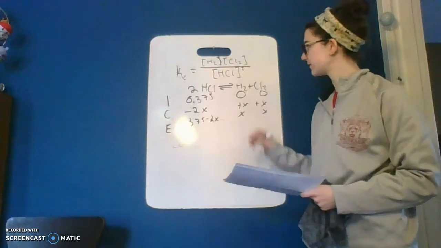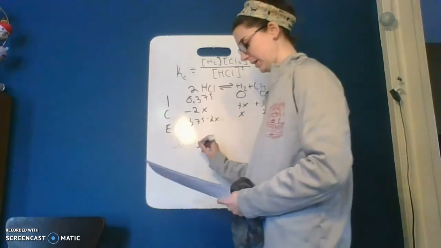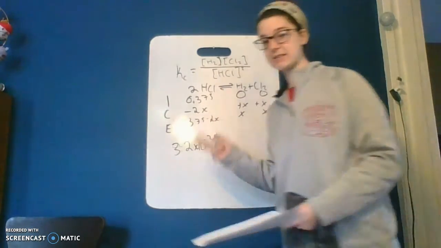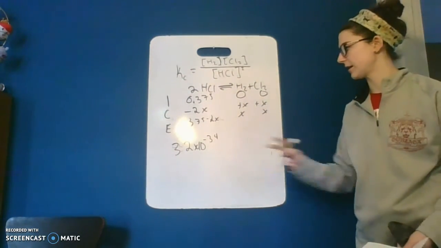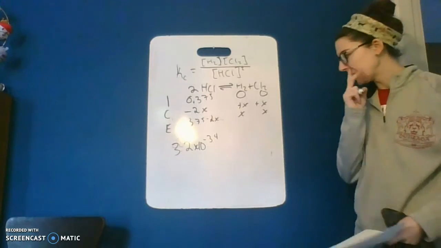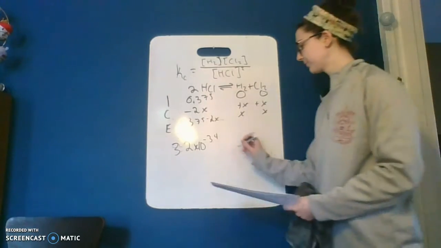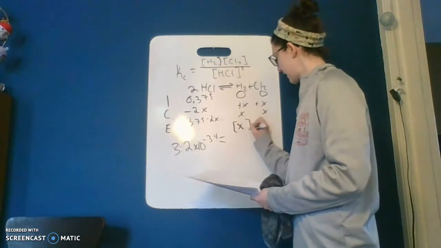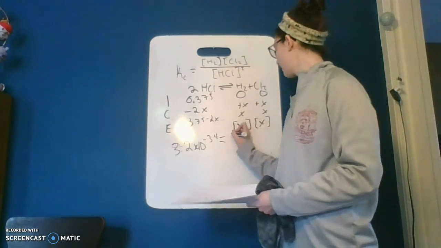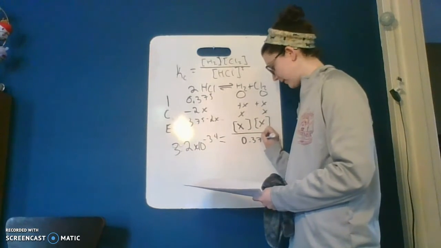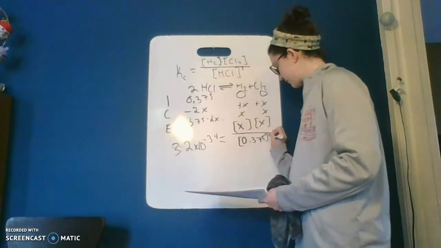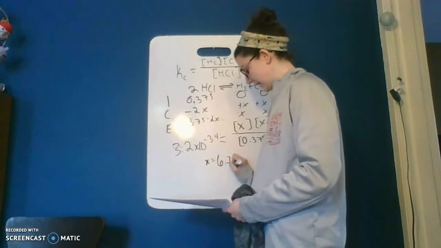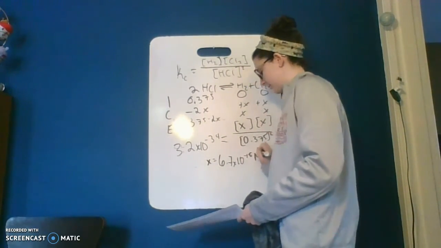So if I go ahead and plug in those values, the Kc value I was given is 3.2 times 10 to the negative 34. Again, small, so I can go ahead and ignore the x's on the reactant side, since reactants are strongly favored anyway. I have x times x, it's really x squared, divided by 0.375 squared. If I solve for x, I get a value of 6.7 times 10 to the negative 18 molar.